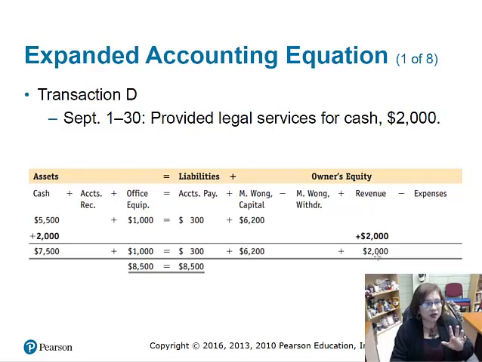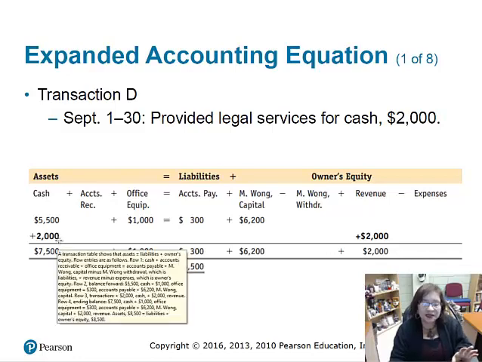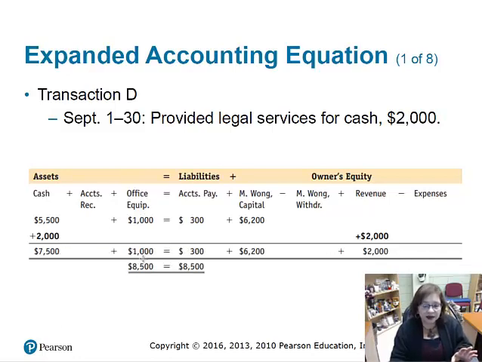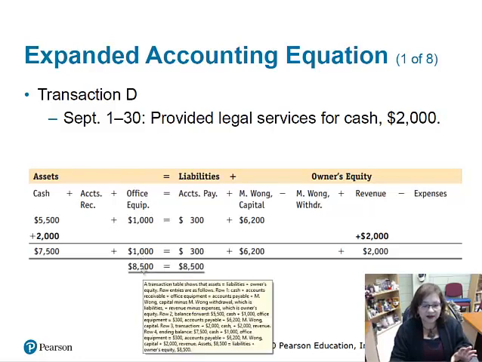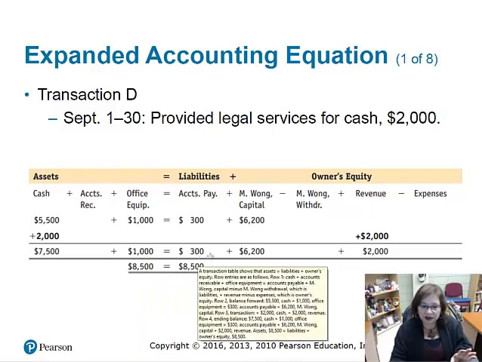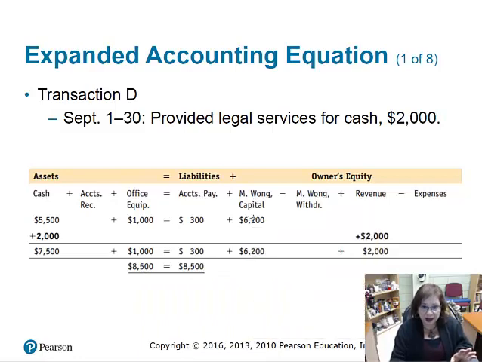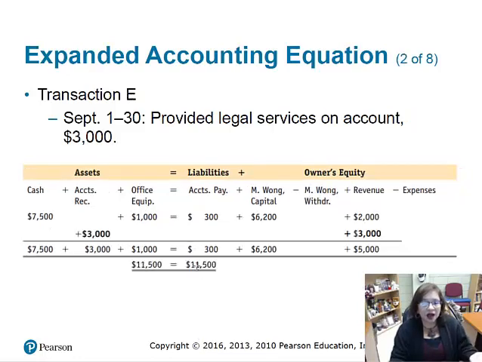But notice, revenue. She provided legal services for $2,000 cash. Again, learning the verbiage. So she made some money, she made some revenue. So that increases. The $2,000 is added here, plus the $1,000 in office equipment is $8,500. So here we have the $300, the $6,200 still in capital or equity, plus the revenue, same. Notice how, voila, it actually balances out.